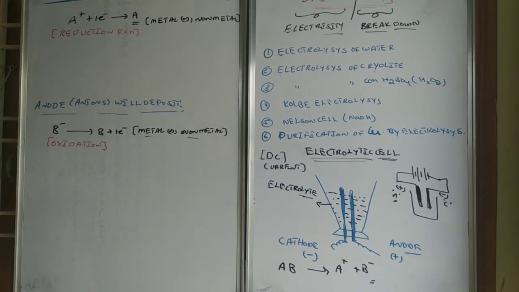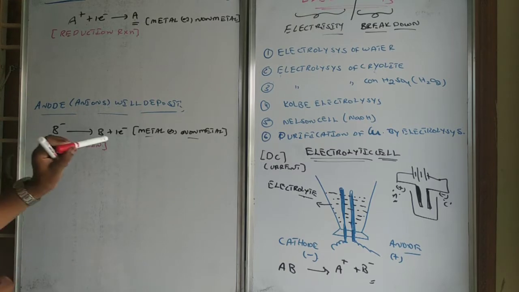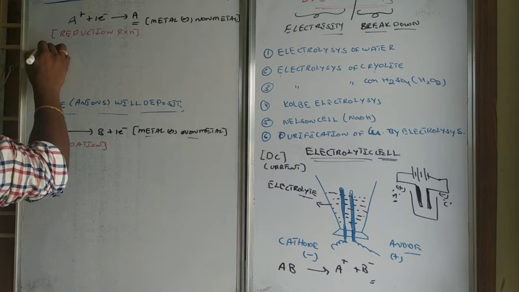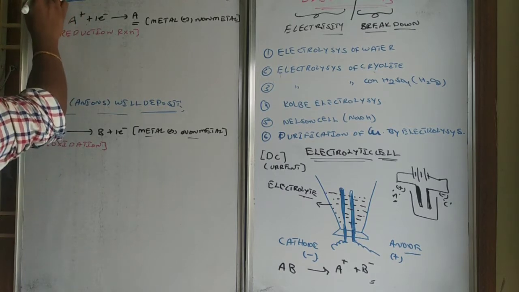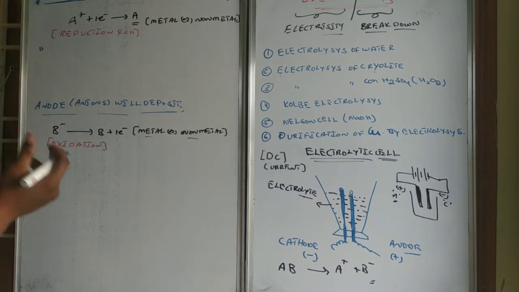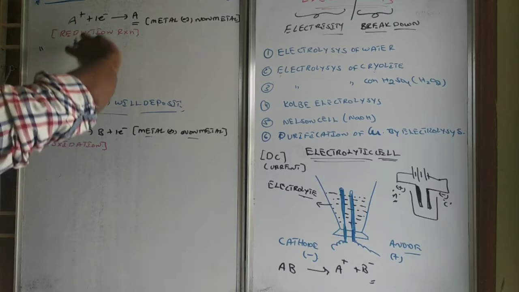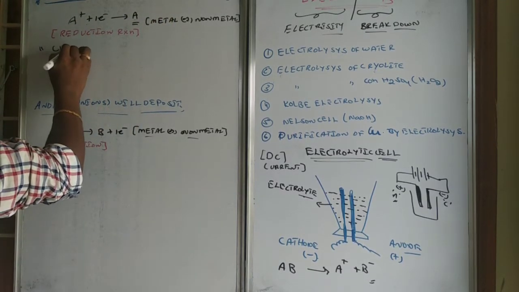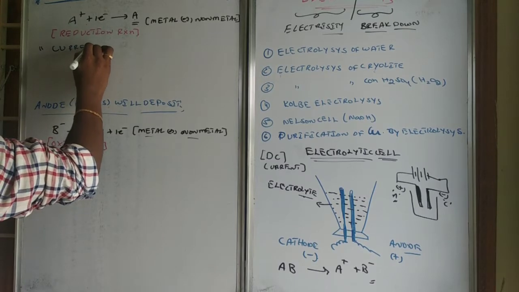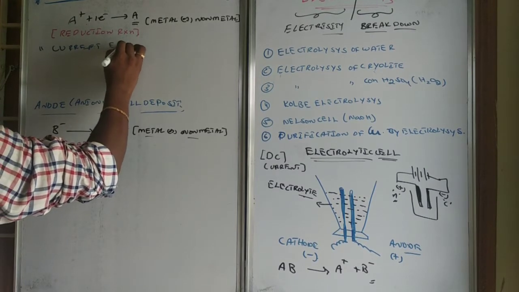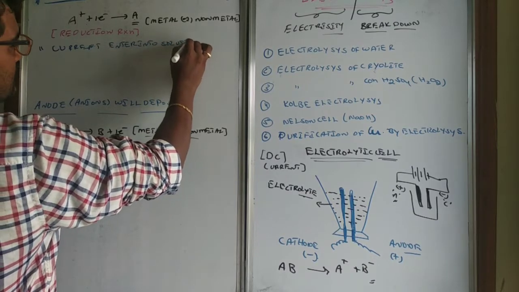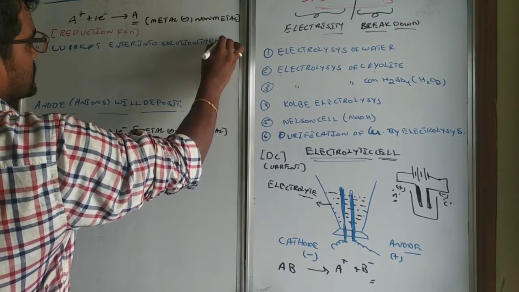You can easily understand from this, oxidation reaction means electrons are lost. So here you see the cathode. What happens at the cathode, as I discussed yesterday also, is that electrons leave from the cathode, and current enters into the solution through the cathode.